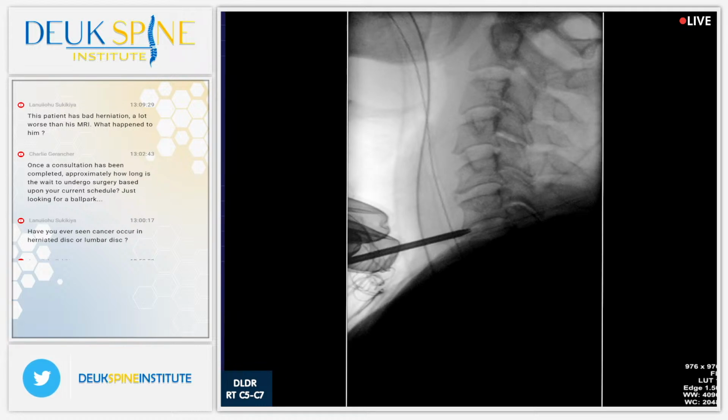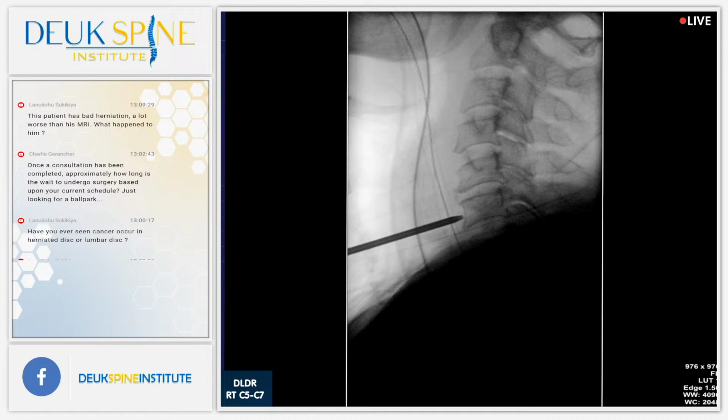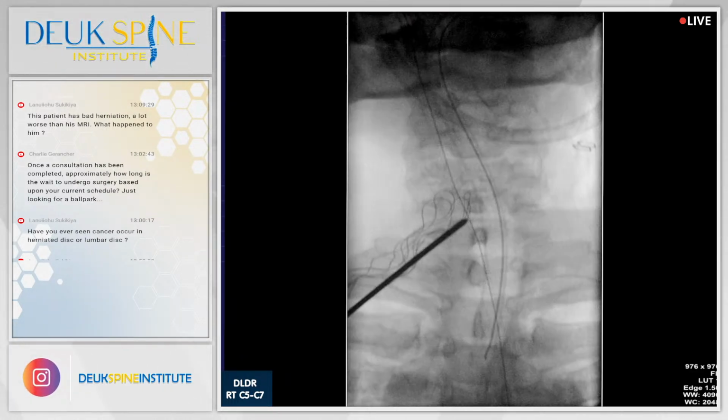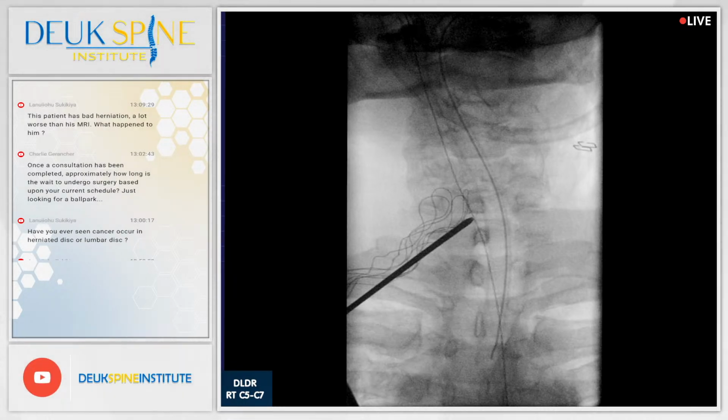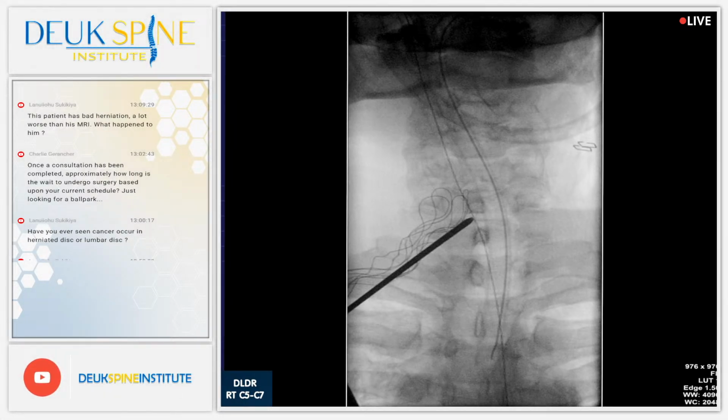All right, we're going to move out of the disc and to the next one. AP. I need to slide up to C5-C6. I want to make sure I'm in the middle. Shot. Straighten the neck. Yeah, we're kind of in the middle. I need to move a little bit to his left. Shot. Lateral. Looking good.